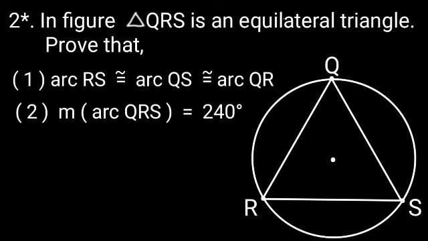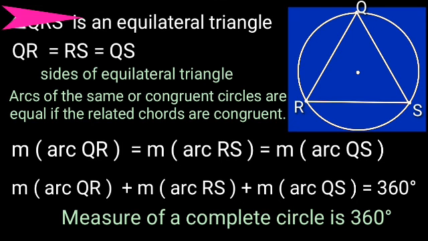Example number 2. In the figure, triangle QRS is an equilateral triangle. Prove that, first, arc RS is congruent to arc QS, congruent to arc QR. Second, measure of arc QRS is equal to 240 degrees. Triangle QRS is an equilateral triangle.